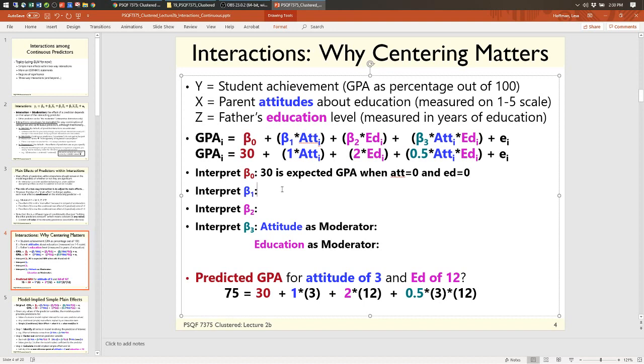Let's try beta 1. Beta 1, so Y changes by 1, that's my slope here, for every unit of attitude. Am I done or do I have to keep typing? When, or for, take your pick. What's the conditionality here?